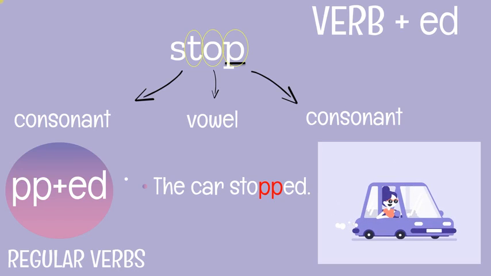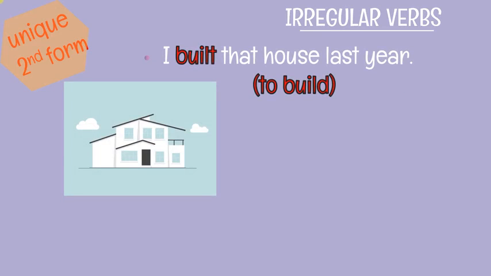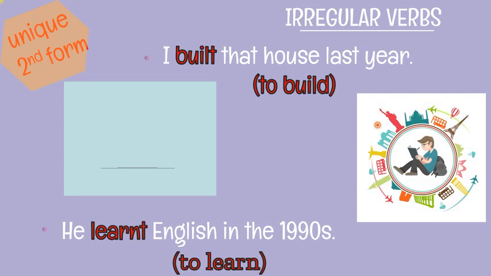Now let's have a look at the irregular verbs. All the irregular verbs have a unique second past simple form. For example, I built that house last year. The infinitive form is to build. She learned English in the 1990s. The infinitive form is to learn.